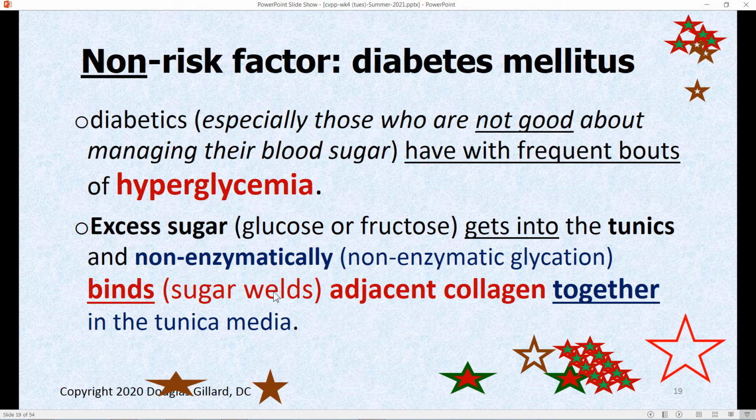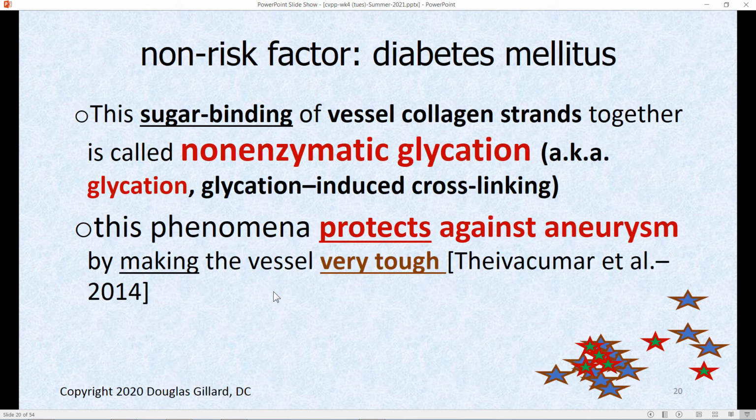So all this extra sugar that is floating around in the bloodstream of even people who try to control their diabetes, they still have extra sugar floating around. And that sugar can get into the tunica media and basically weld the collagen together. Remember, we looked at the histology of the tunica media, how it's got those collagen filaments running kind of obliquely between the laminae. And it can weld them together, and they get really, really thick and stiff. And that process of welding together, of course, from biochemistry is non-enzymatic glycation, aka glycation or glycation-induced cross-linking.